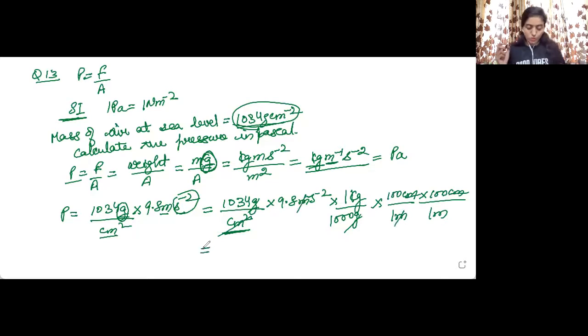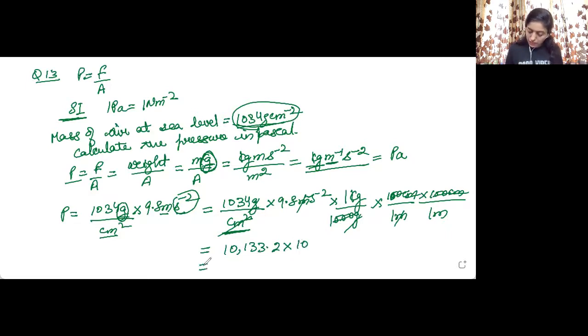So now let us just make the calculation. It is 1034 multiplied by 9.8. It is coming out to be equal to 10133.2. Now this will get cancelled, 10 will be left here. So it will be multiplied by 10.